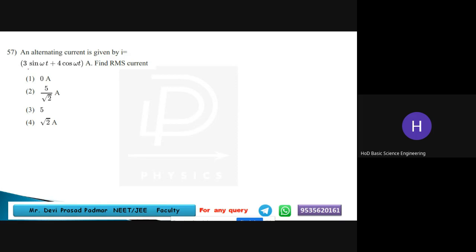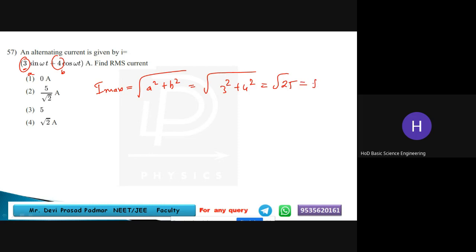So I equals 3 sin omega t plus 4 cos omega t. You can consider this as A, this as B. So the maximum, that is nothing but root of I1 square plus I2 square, right? So that means root of A square plus B square, that is root of 3 square plus 4 square. So you will get root 25, that is nothing but 5. I maximum is 5.